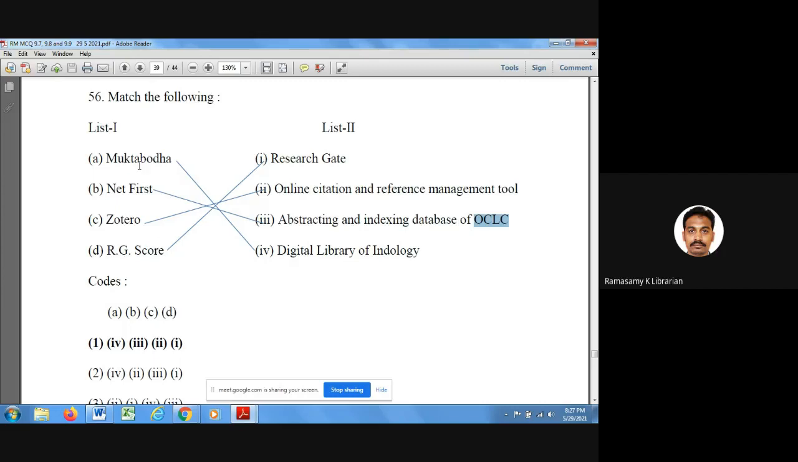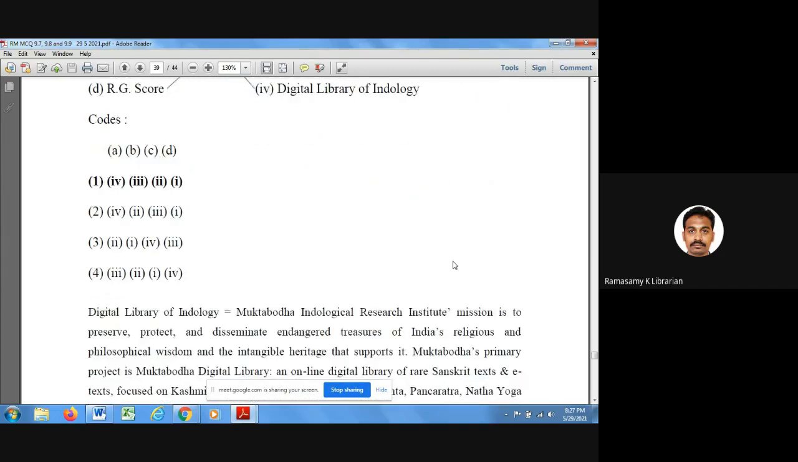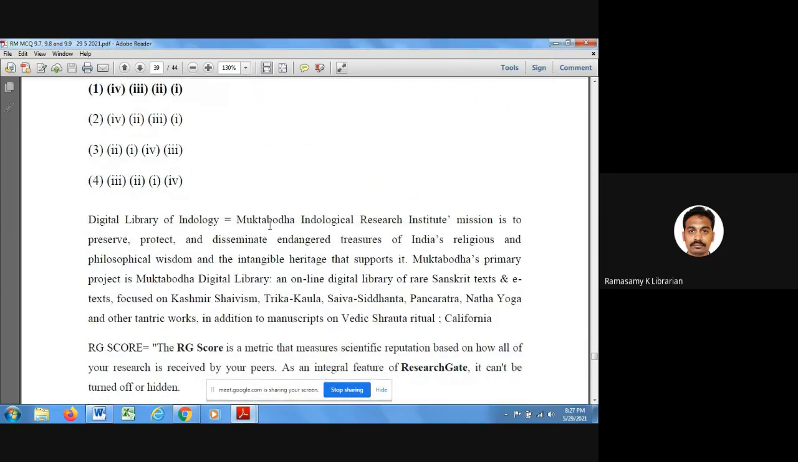And Muktabodha is the digital library of Indology. So in America, there is an institute called Muktabodha Indological Research Institute. What they are trying to do is digitize all the scriptures, all the valuable Sanskrit texts of India. So that library is called the Digital Library of Indology.